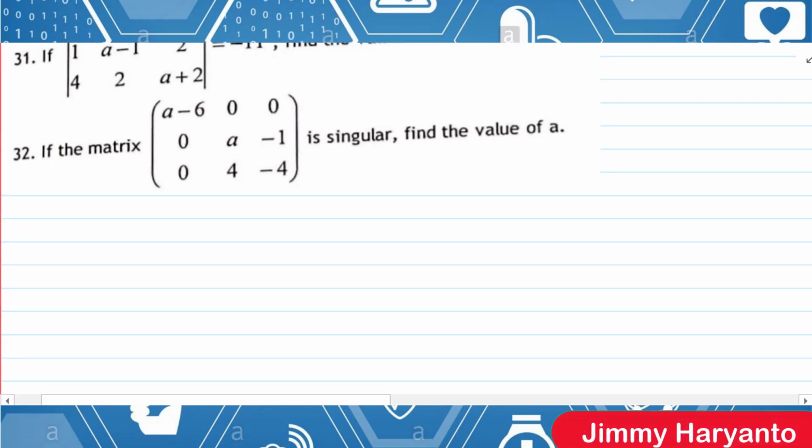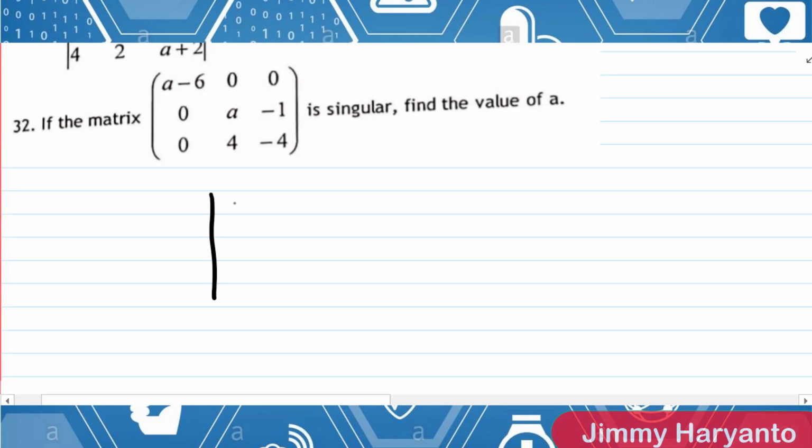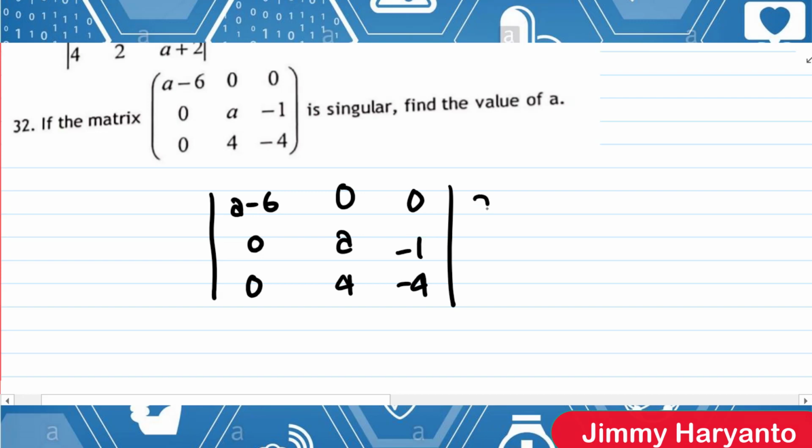Okay, next is the last one, 32. We have to find the determinant first. Why do we have to find the determinant? Because the question says it's singular, yeah. Do you know what is the meaning of singular? Singular means the determinant equals to 0. So we have to find the determinant first.